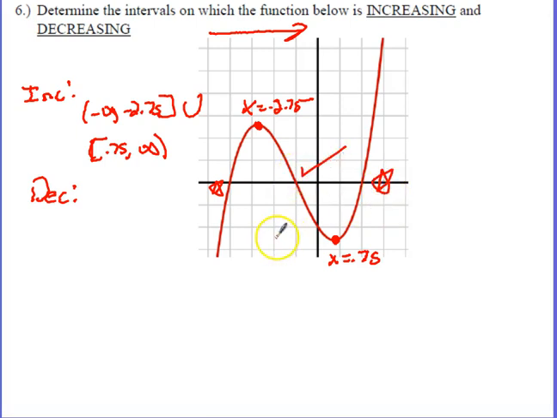And now we're going to look at decreasing, which is in the middle part between those two. So negative 2.75, comma, 0.75 bracket. And again, when you combine all of these increasing and decreasing sections, you should get your entire domain, which is from negative infinity to infinity, so we are good to go. Again, remember when you are doing increasing and decreasing, you always want to use the x-coordinates of those points.